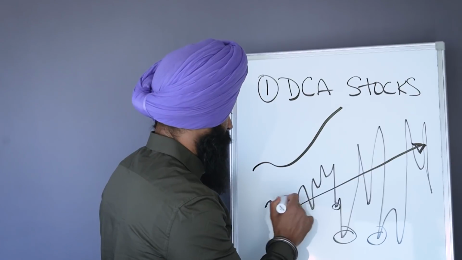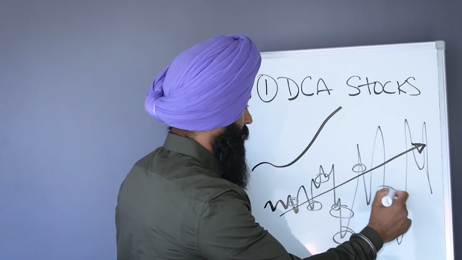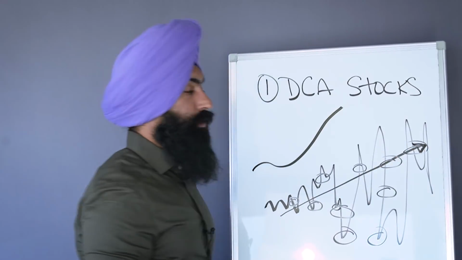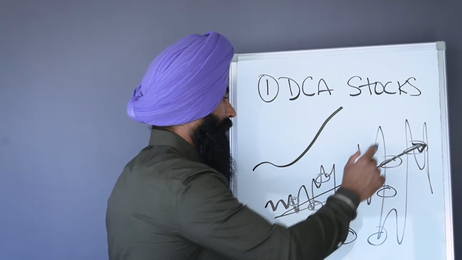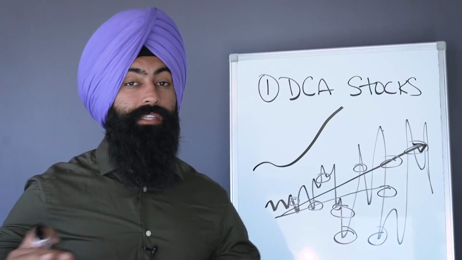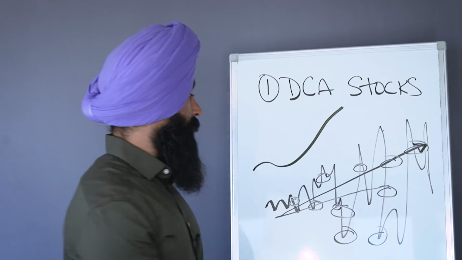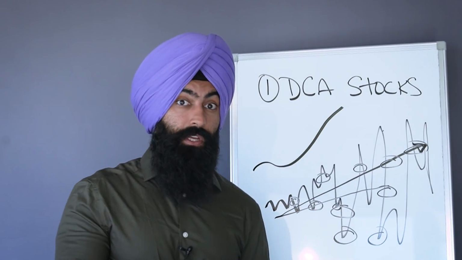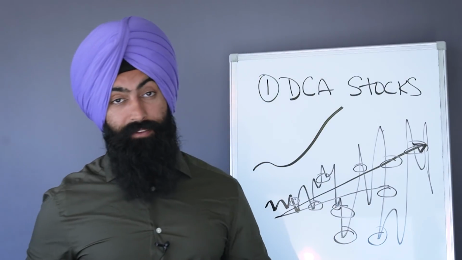That way you buy some here, you buy some here, you buy some here, and now you're just averaging your cost basis. That way you're not buying at the peak, you're not buying at the bottom, you're just averaging your cost basis, and then you keep accumulating more shares over time. And if you see a dip, well, then you can come in and buy even more aggressively, but you're still buying because you have the dollar cost average system set up.